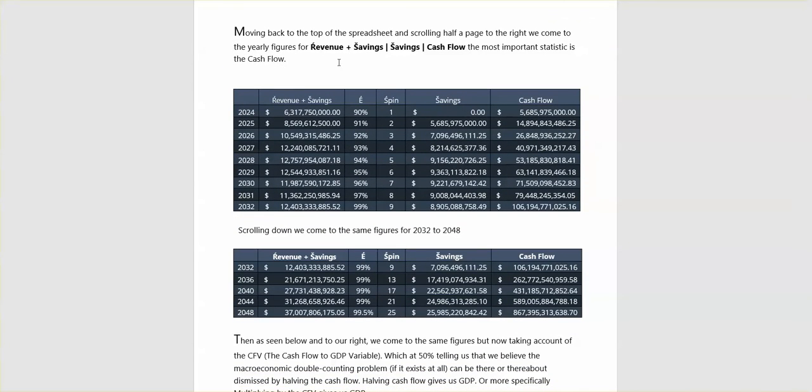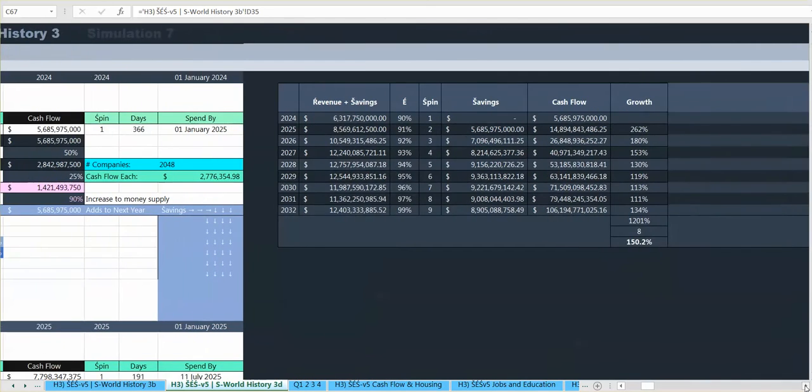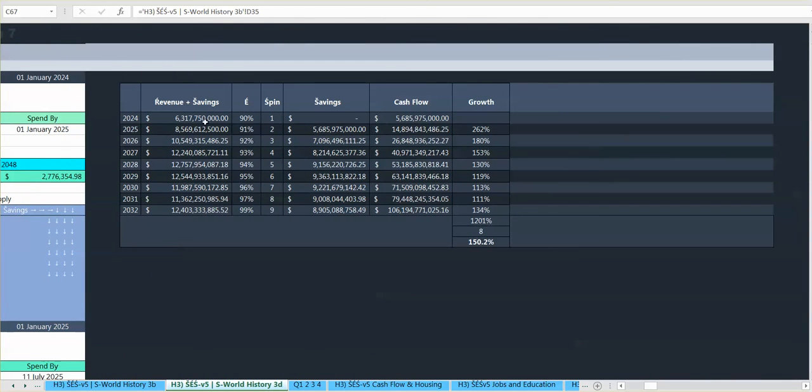Moving back to the top of the spreadsheet and scrolling half a page to our right, we come to the yearly figures for revenue plus savings, savings, and cash flow. The most important statistic is the cash flow. Let's have a look at that. So we're at the top of the spreadsheet, and now we're going to go half a page right. There we go. And what we've got here is the cash flow taken from History 3B. These are all directly from History 3B. Okay.